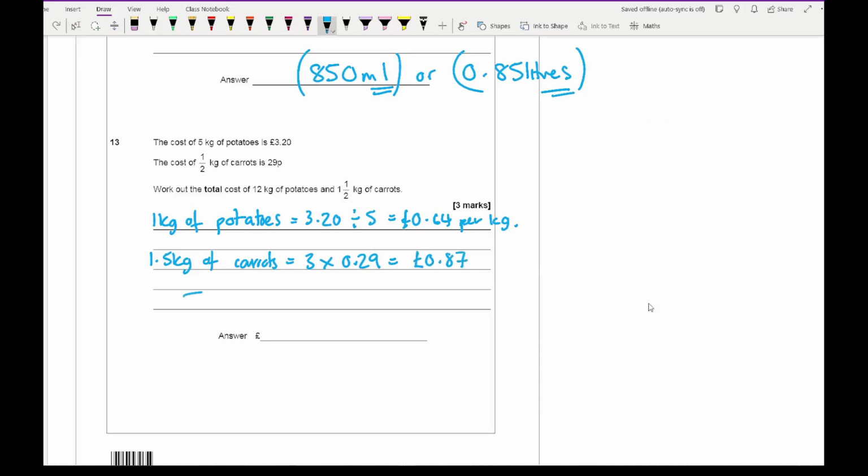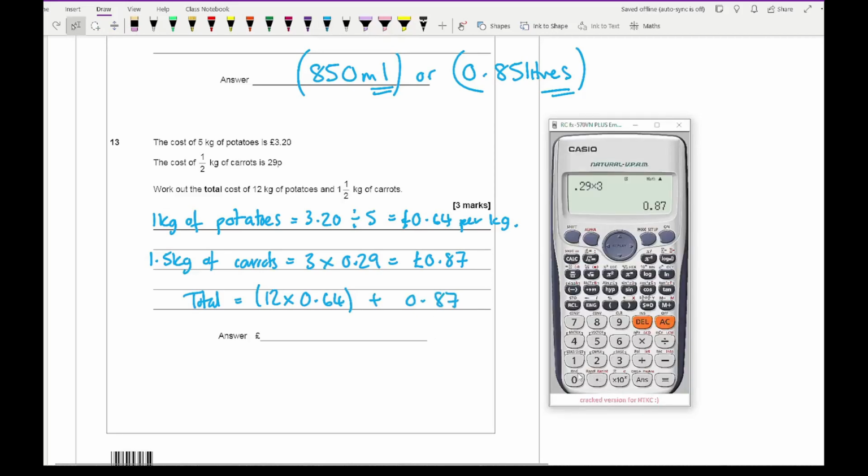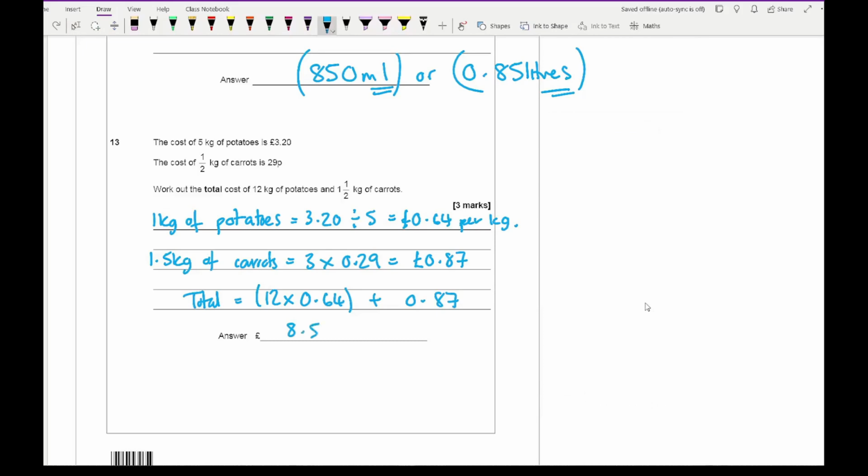So to work out the total cost, it's going to be 12 kilograms, so 12 times the price for 1 kilogram, plus 0.87. Typing that all into my calculator: 12 times 0.64 plus 0.87 gives me a total cost of £8.55.